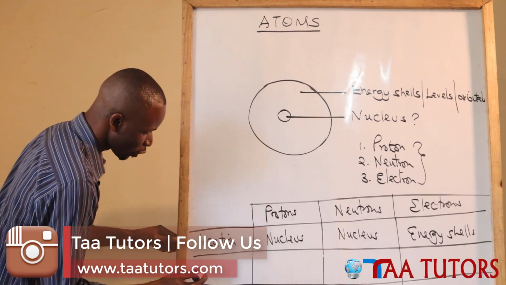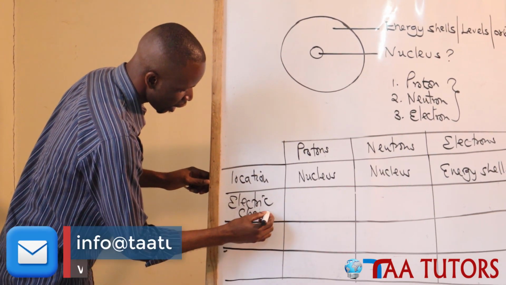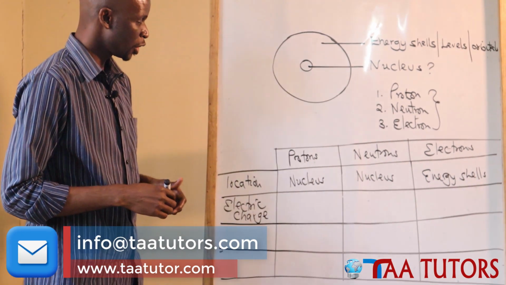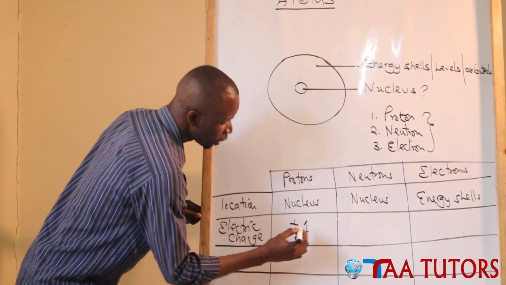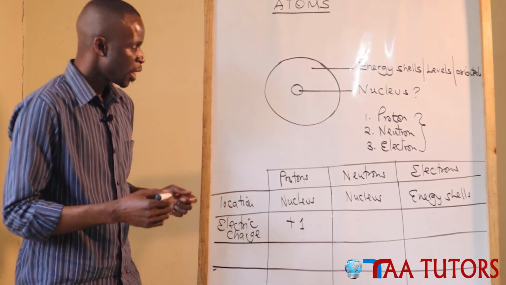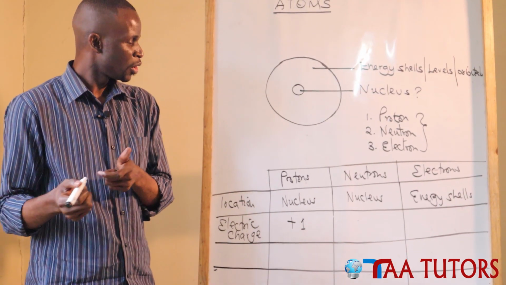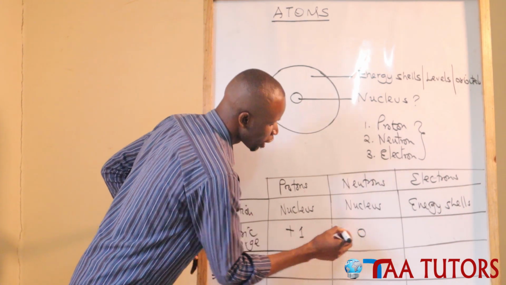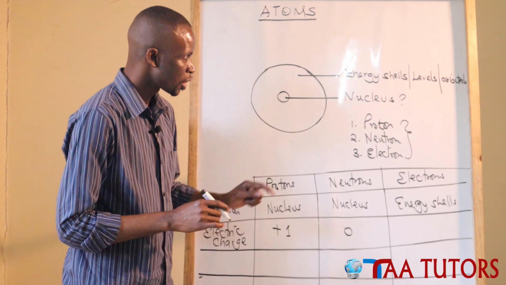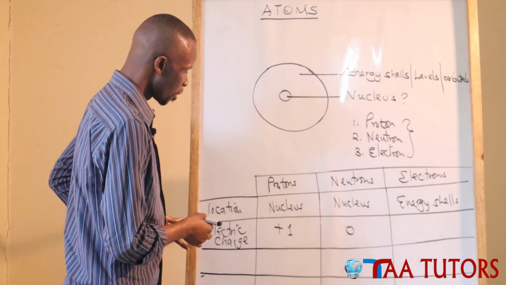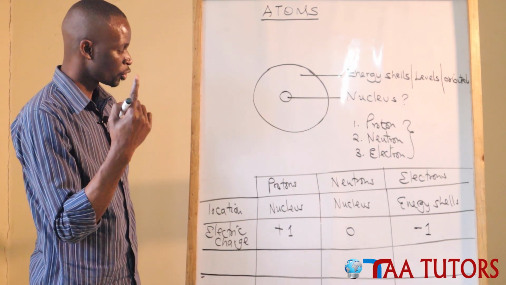Then the next thing I will go for is electric charge. We want to look at whether they are positively charged or negatively charged. We can say that protons have positive charge. So one proton has +1 charge. A neutron, the name is derived from the word neutral. So a neutron has no charge. We can say it has 0 charge. It is neutral. What about electrons? It's the opposite of protons, that is -1. So one electron has -1 charge.